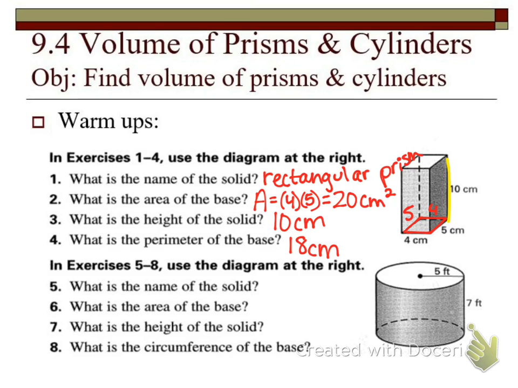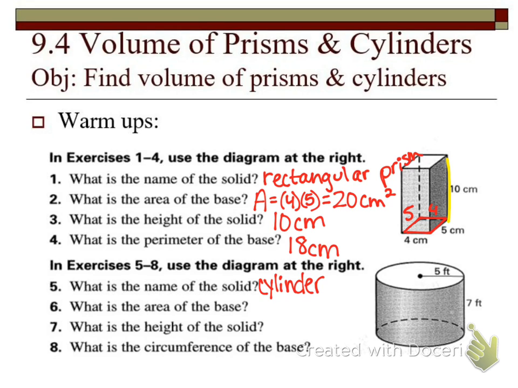All right, on the bottom 4 questions, we are asked for the name of this new solid. It's a cylinder. Even though it is not a polyhedron, we can still identify it as a cylinder. What is the area of the base? In order to know that, I need to know what shape the base is. It's a what? A circle. So our base is a circle, top and bottom, we can see that.